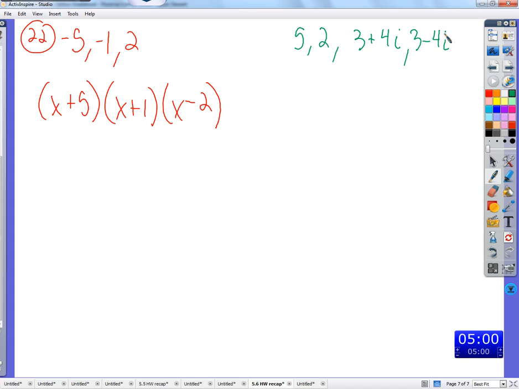So let's put our desks back together, please. Put them where the tape is.